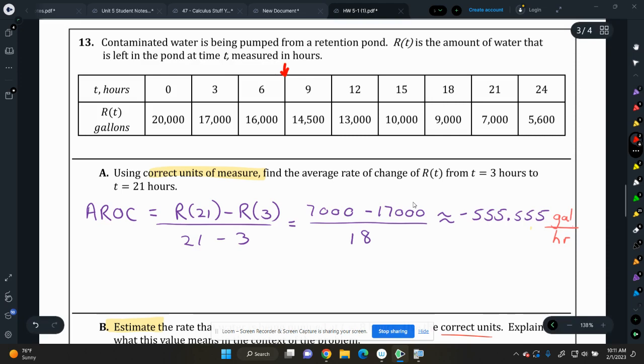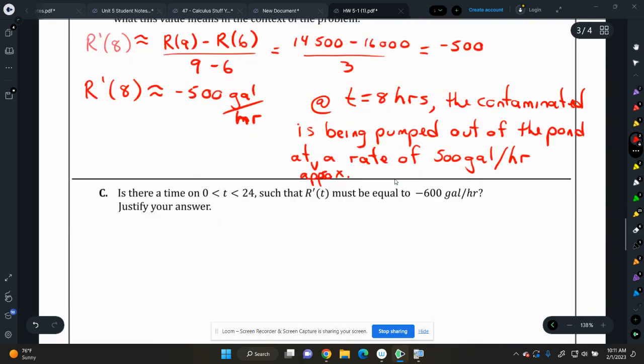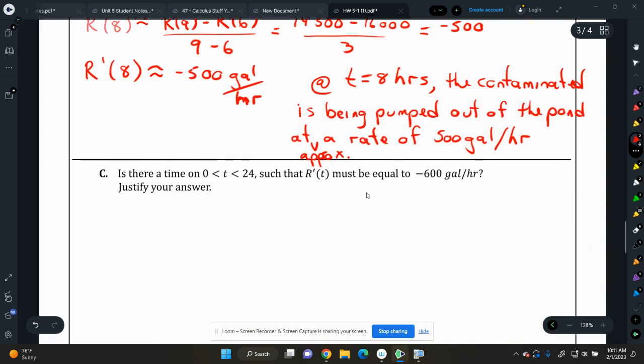Okay, so let's say we know that between 3 and 21, we're at negative 555, right? We know that at t equals 8, my r prime is negative 500. So your reasoning is absolutely correct, but I haven't shown that to be the case yet. But if you choose a point like between 0 and 24, and we find out that's greater than negative 600. Okay, so what we have to do is we have to find, okay, absolutely, good job.